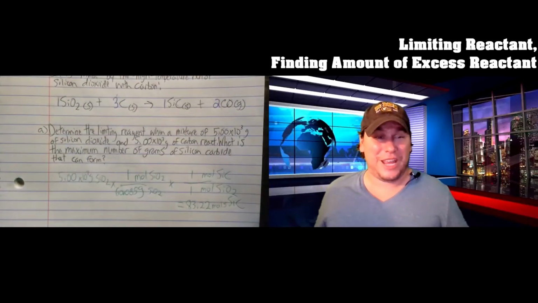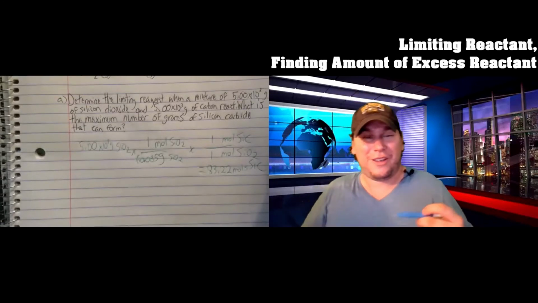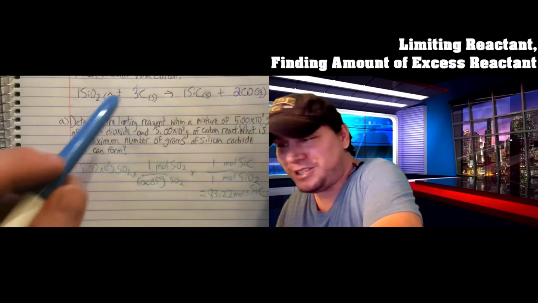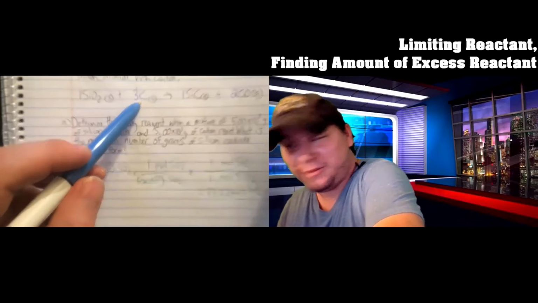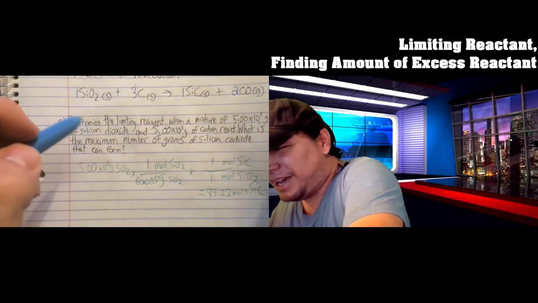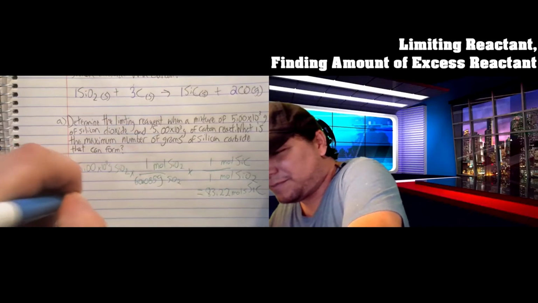Now let's use the other reagent and see what we get with that. Now we're done figuring out how many moles of product we got with this silicon dioxide. Now we're going to check with carbon. So they also told us up here that we had 5,000 grams of carbon.